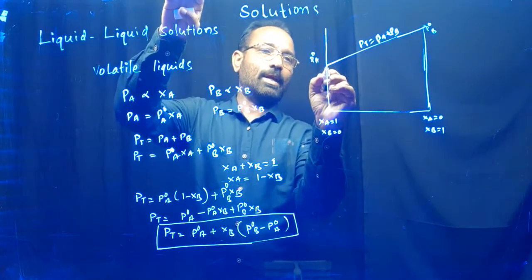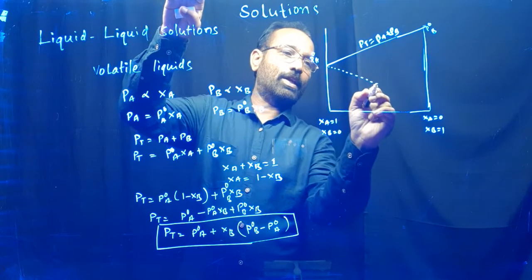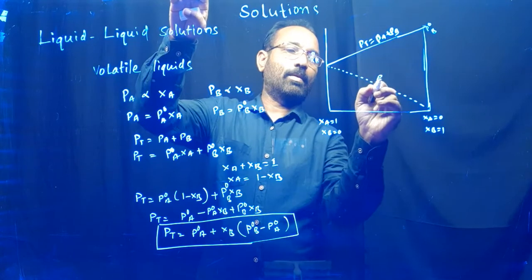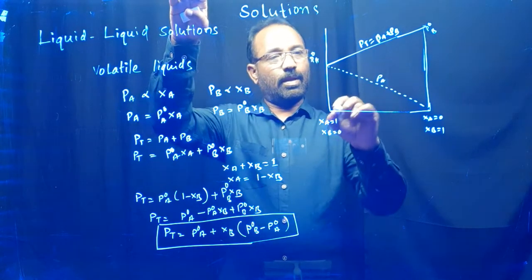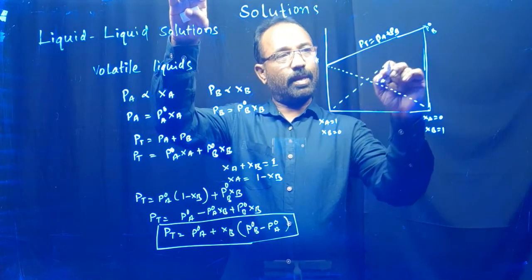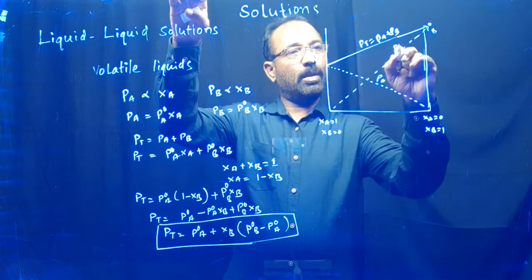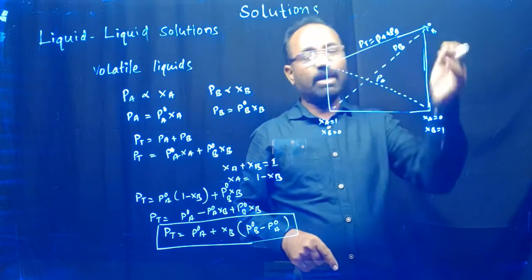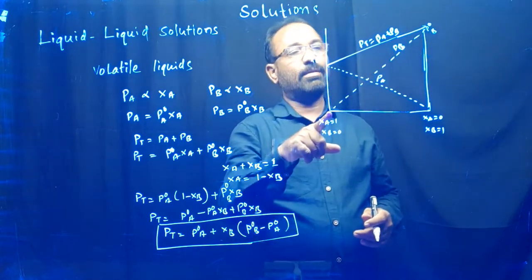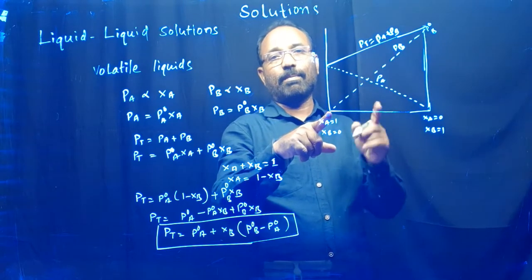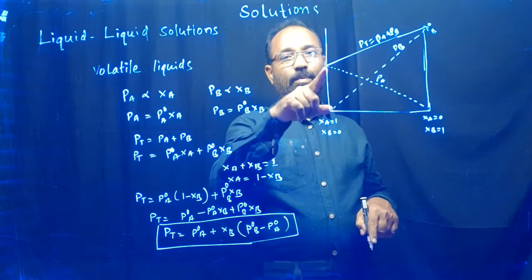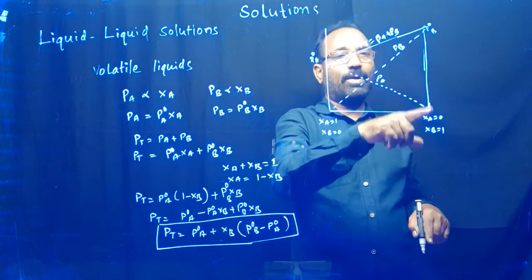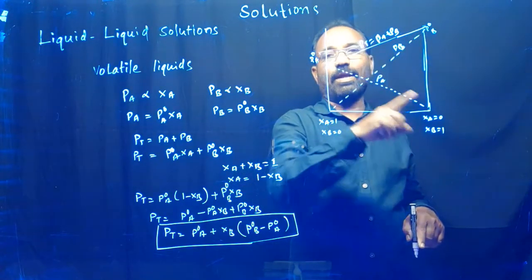And this line indicates the variation of the vapor pressure of component A, PA, and this indicates PB. With respect to PB, at this point the vapor pressure of component B is 0 but component A is maximum. And in this case, component B is maximum and component A is 0.